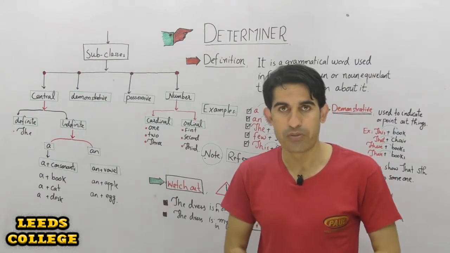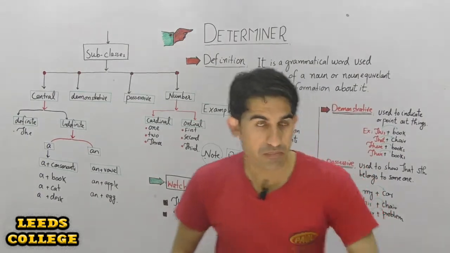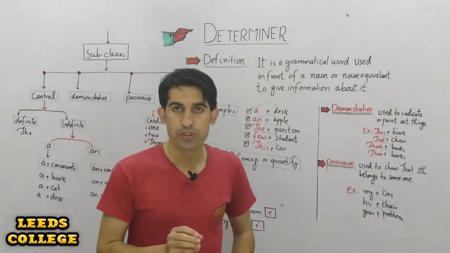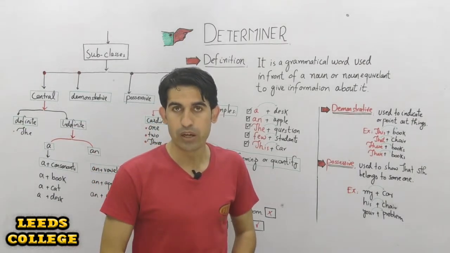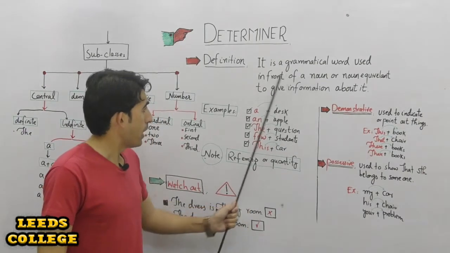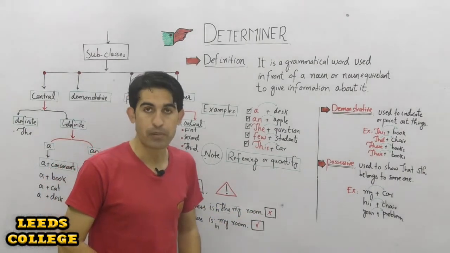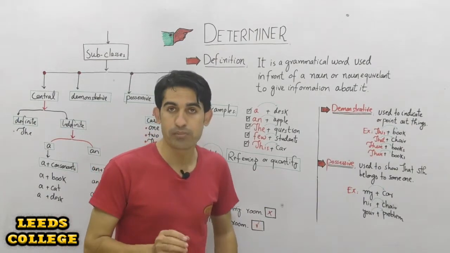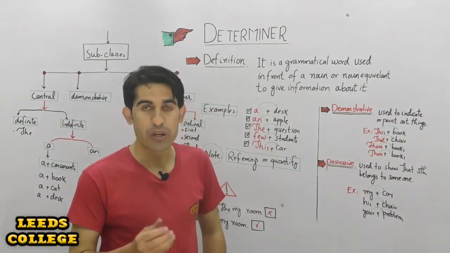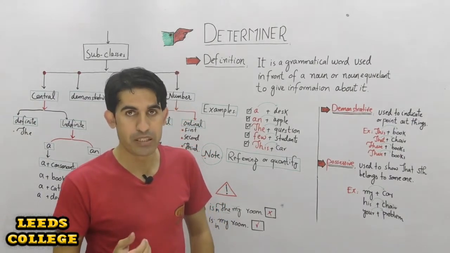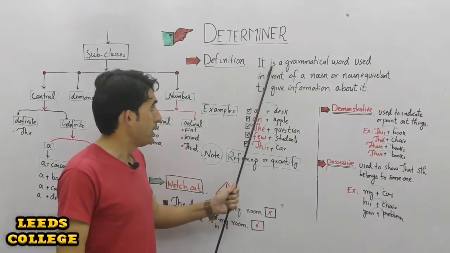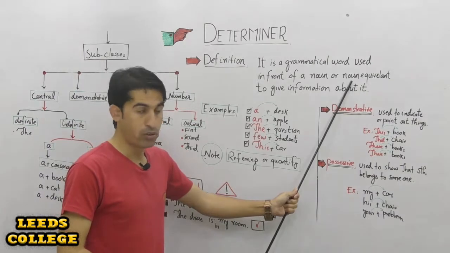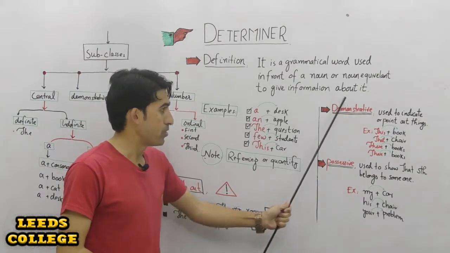So let's first of all define what a determiner is. A determiner is a grammatical word which is placed in front of a noun or noun equivalent to give information about it. In the definition, I used the words noun equivalent. Noun equivalent means that it may be a pronoun or a noun phrase. So the complete definition of the determiner is that it is a grammatical word used in front of a noun, pronoun or noun phrase to give information about it.